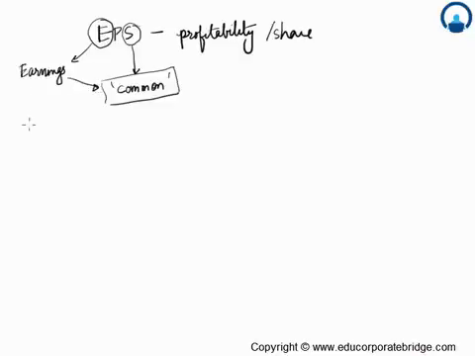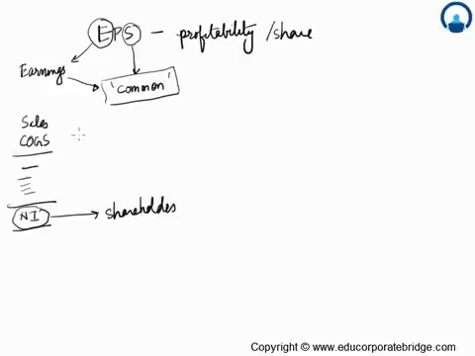So let's look at an income statement, which starts with sales and goes to cost of goods sold, and then ultimately what we have is the net income. When we look at this whole income statement, we realize that this net income is what accrues to the shareholders. Now let us look at what could be the formula for earnings per share. So EPS or earnings per share can be defined as net income divided by shares.